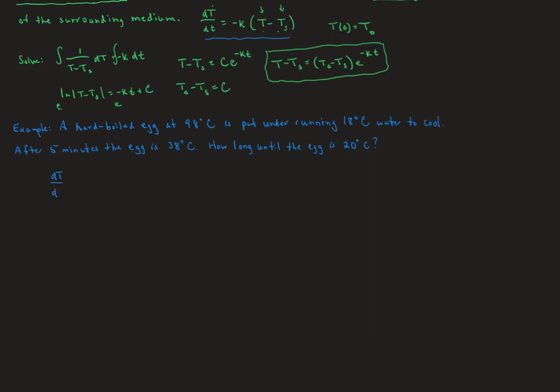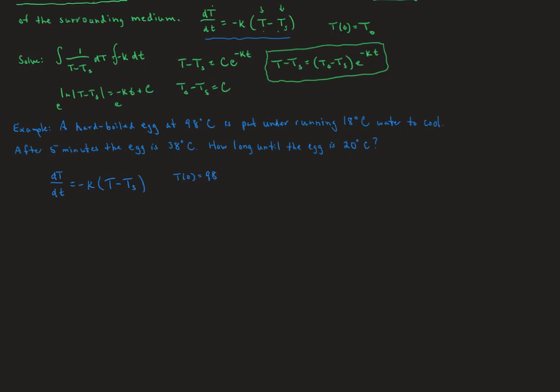So the change in temperature with respect to time is negative K, where K is some constant that we're going to try to solve for, times T minus T sub s, the temperature of the object minus the temperature in the surrounding medium. So let's see, a hard-boiled egg is 98 degrees centigrade, so that's going to be our temperature at time 0 is 98. So there's one initial condition.